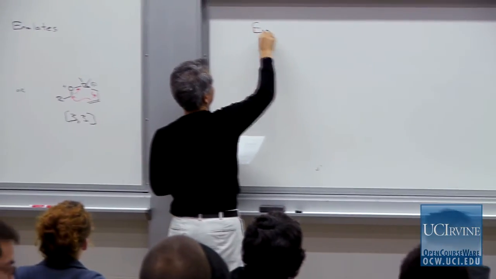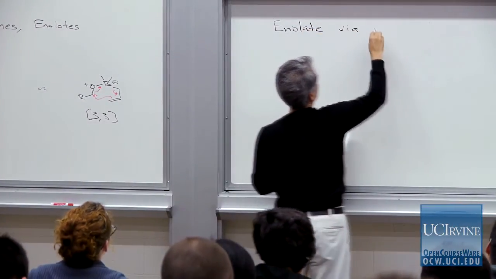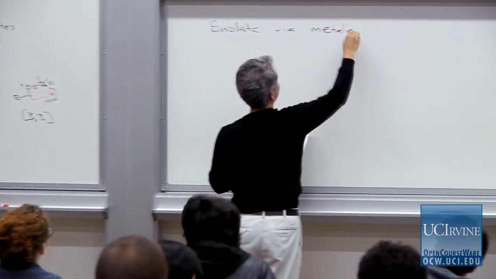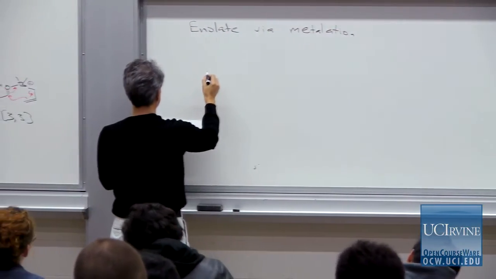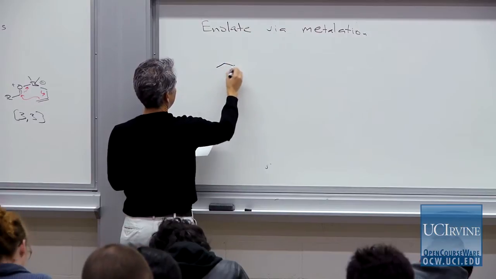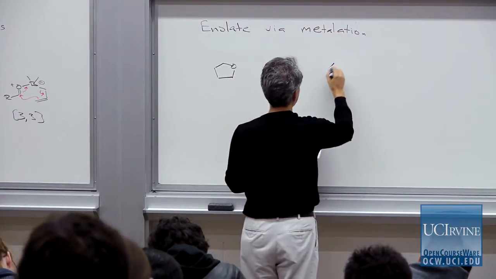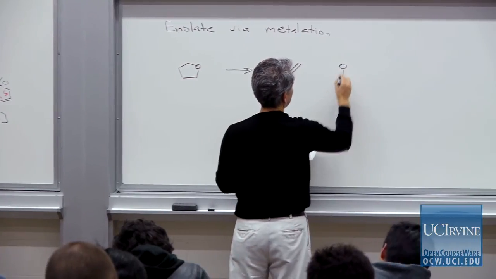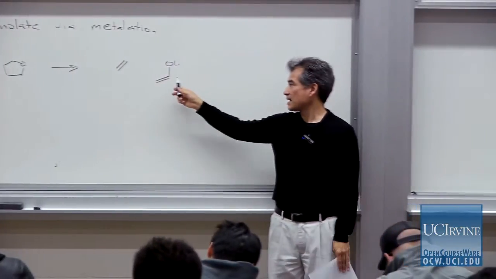Let me show you one other way to make enolates. This one is very specialized and totally not obvious. Oftentimes I want to draw the simplest enolate, and that's the one derived from acetaldehyde. And you don't make the enolate of acetaldehyde by deprotonating acetaldehyde. So this is the enolate from acetaldehyde.